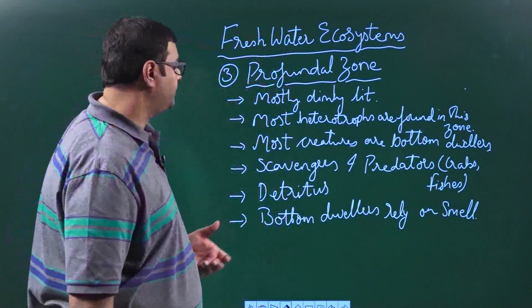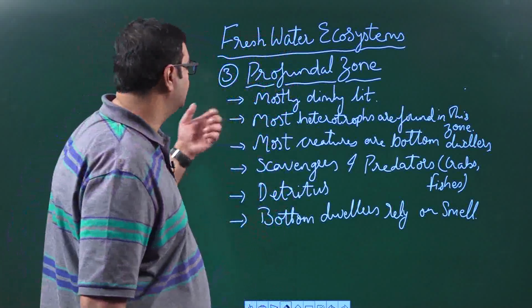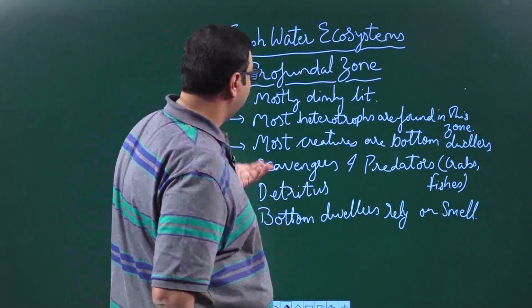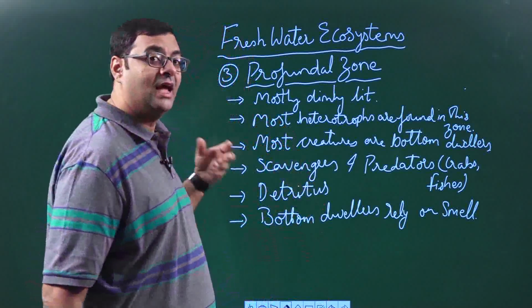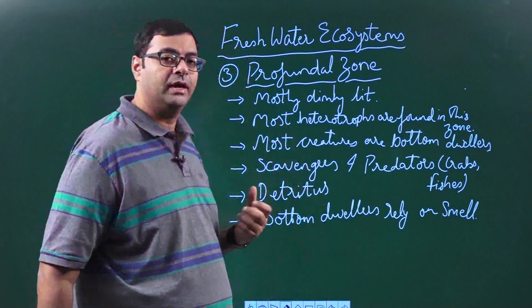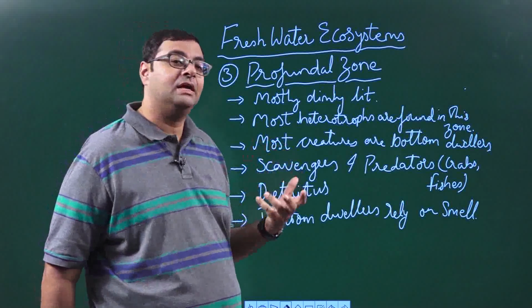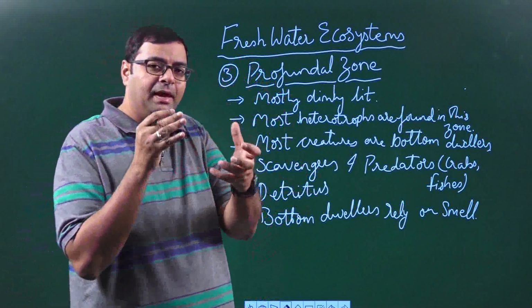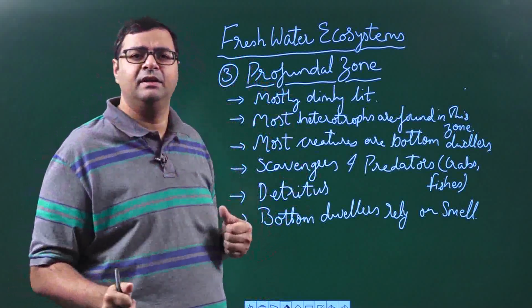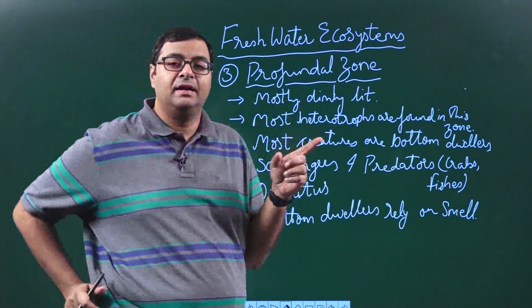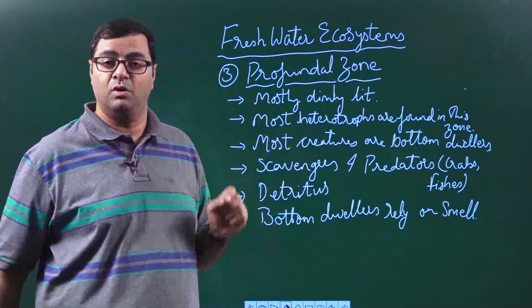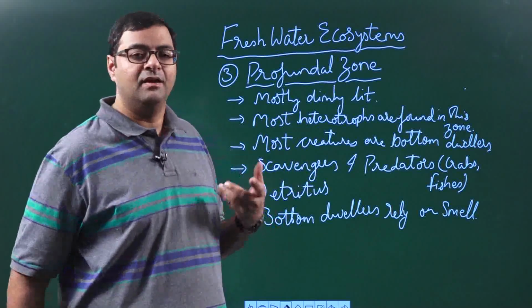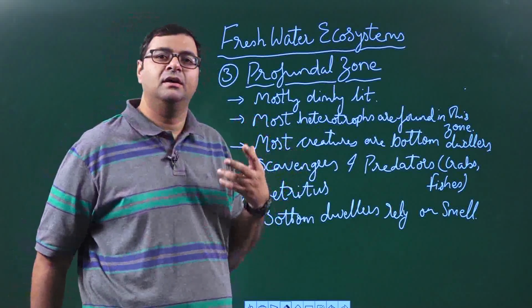So these are the three specific zones which are present: the littoral zone, the second one is the limnetic zone, and the third one is the profundal zone. All these three zones make up the freshwater ecosystem. Most of the points may coincide a little bit with marine ecosystems, but here we are looking at stagnant water as well as river water. Stagnant water means it is still and river water means it is flowing. So these are the three zones in the freshwater ecosystem.